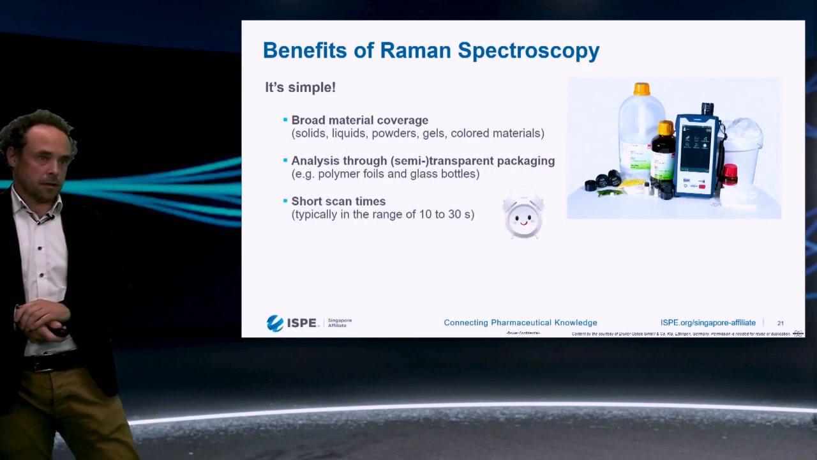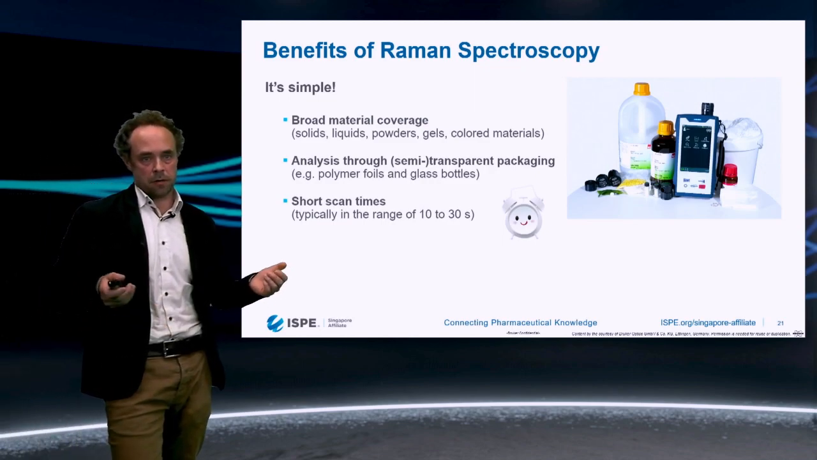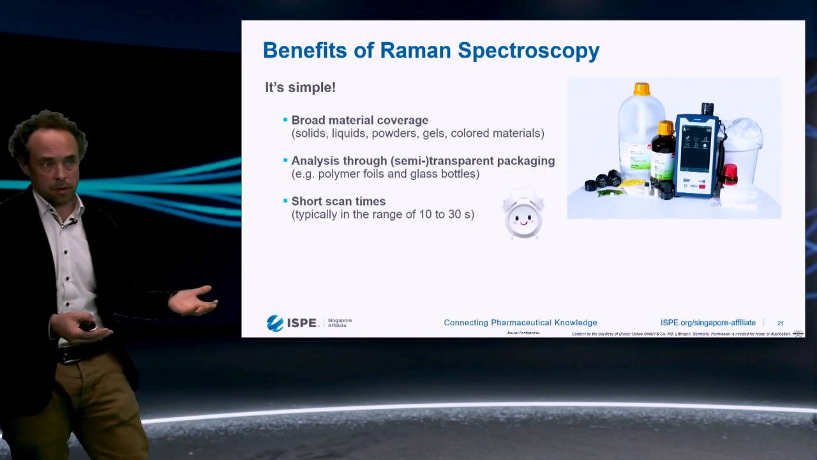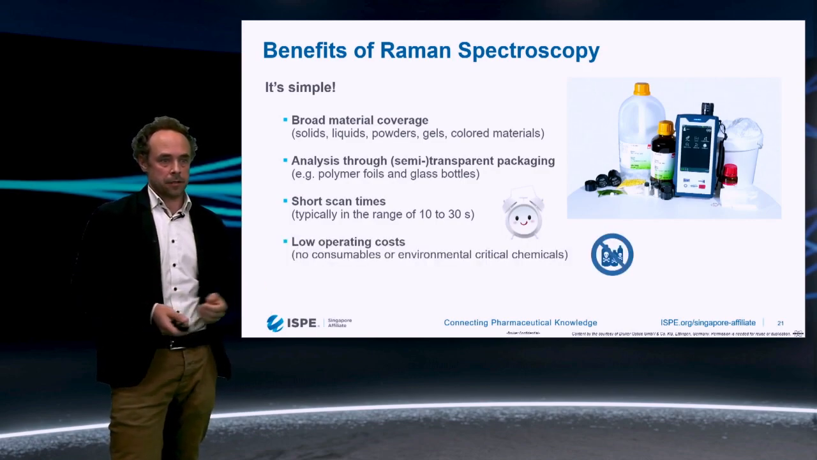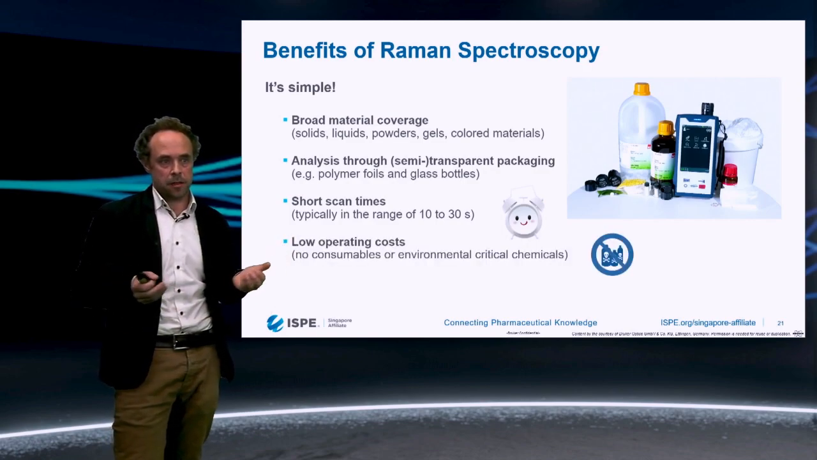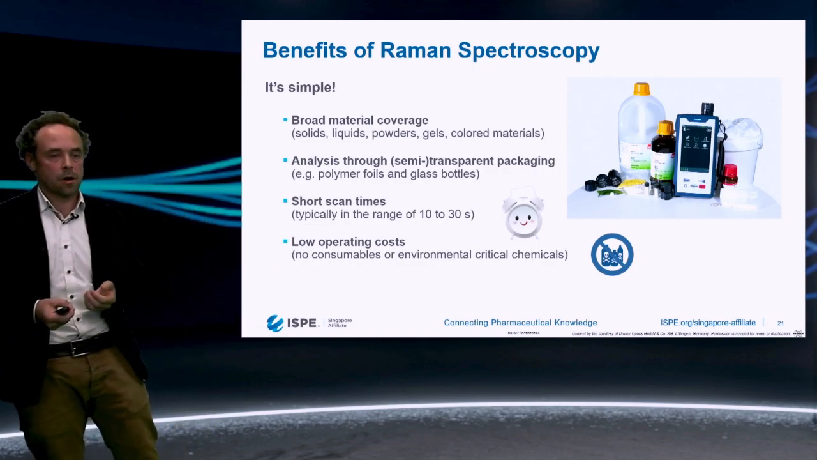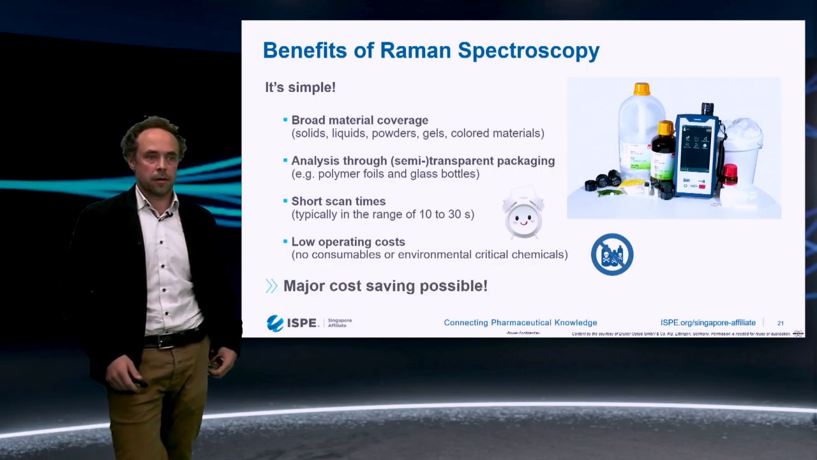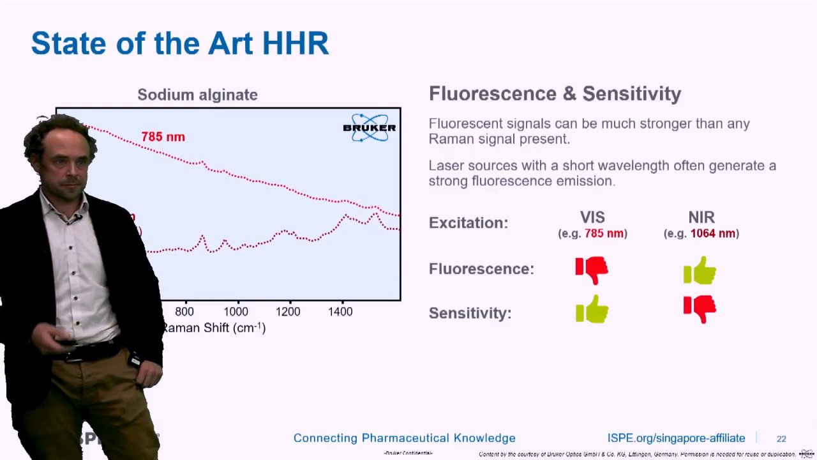Additionally to that, the scan times of vibrational spectroscopy are rather short. With a handheld Raman spectrometer, the typical scan times, depending on the material, are in the range of 10 to 30 seconds. And next to the instrument, there are really low operating costs. We don't have any consumables or employ environmentally critical chemicals. So overall, a major cost saving is possible with the instruments.